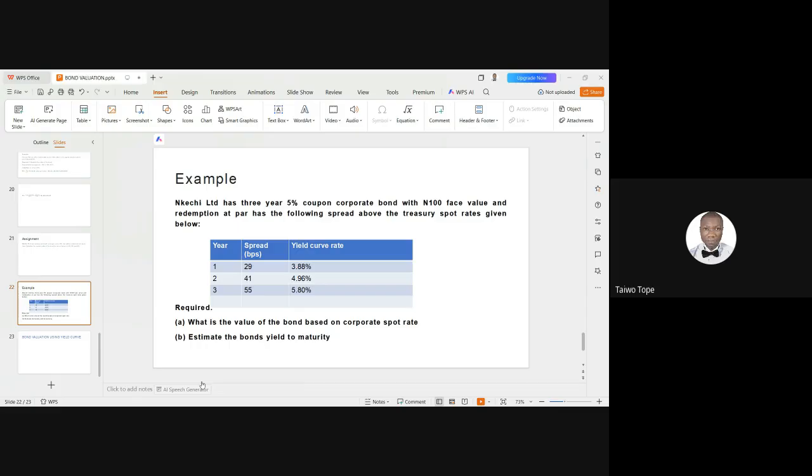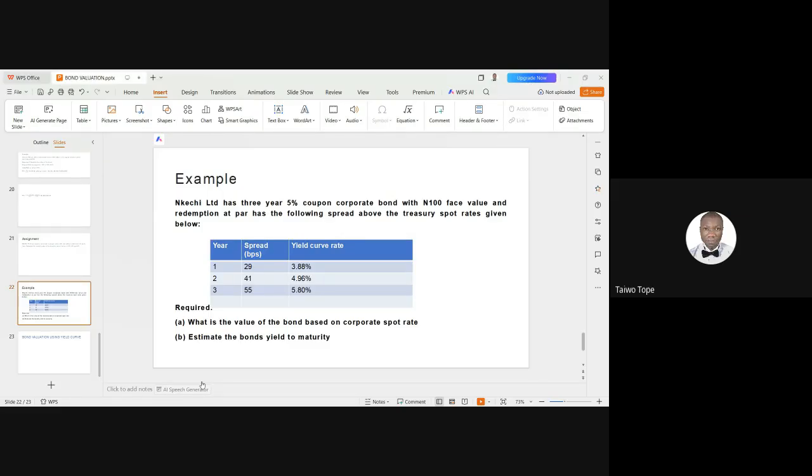Okay, the value of the bond is the price. We are looking for the price. So we don't need to do IRR. You don't need IRR. It is when you want to get the cost, the yield to maturity, the cost of the bond. That is when the concept of IRR will come.